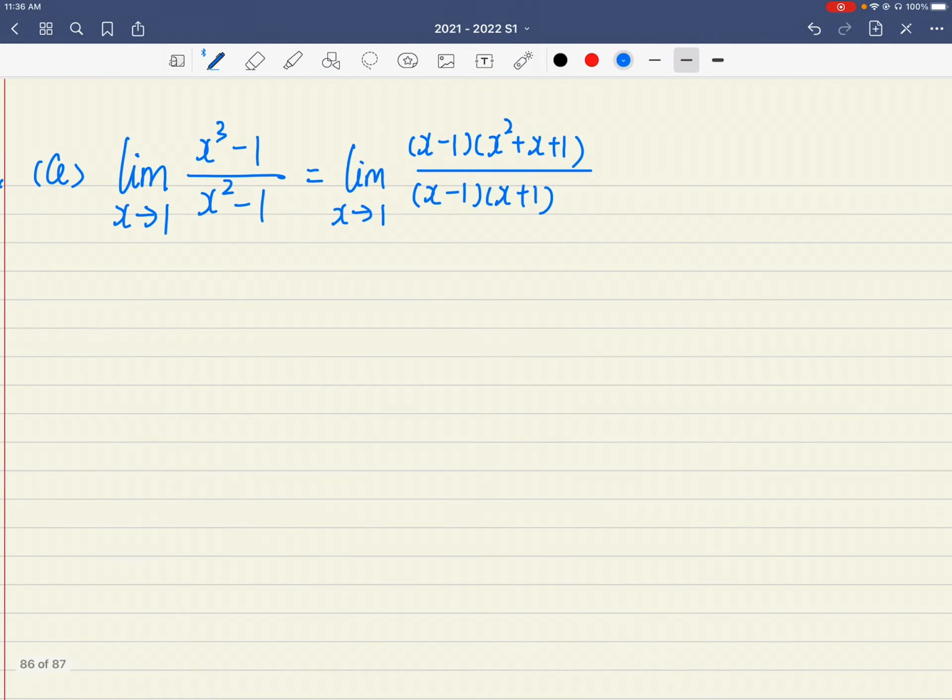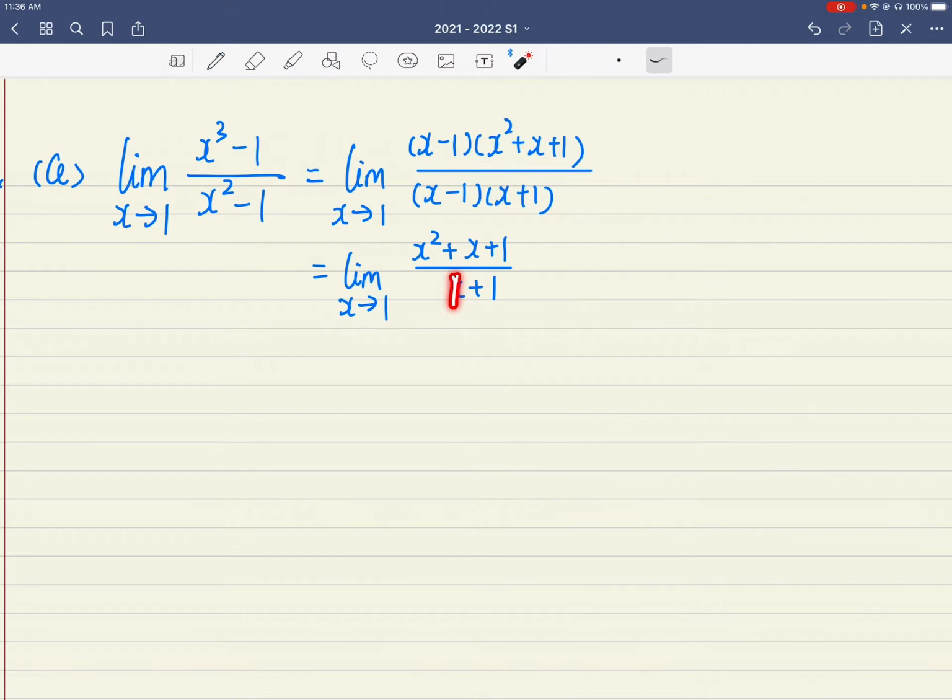So here the top is just x squared plus x plus 1, and the bottom is x plus 1. Now you do the substitution. Here it is 1 squared plus 1 plus 1. Now you can get the answer easily. It's 3 over 2.